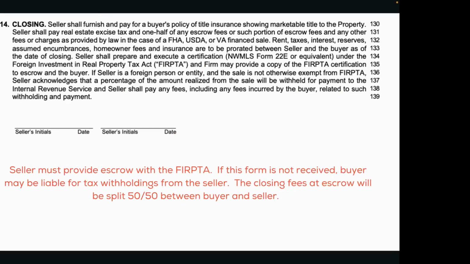For closing, this paragraph says that the seller must provide escrow with the FIRPTA form. And if this form is not received, the buyer may be liable for the tax withholdings from the seller. The closing fees at escrow will be split 50-50 between the buyer and the seller.